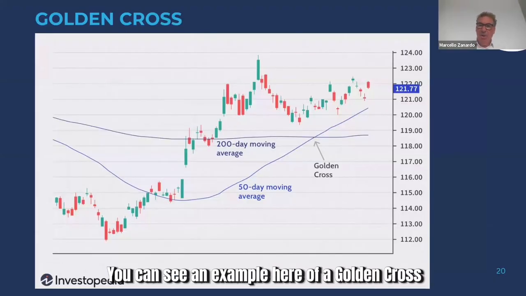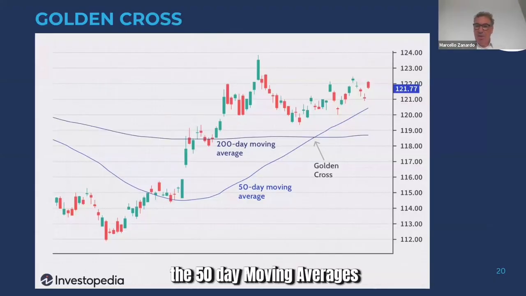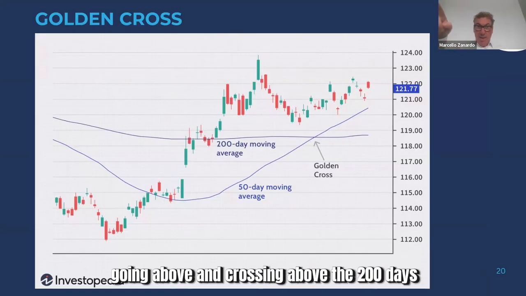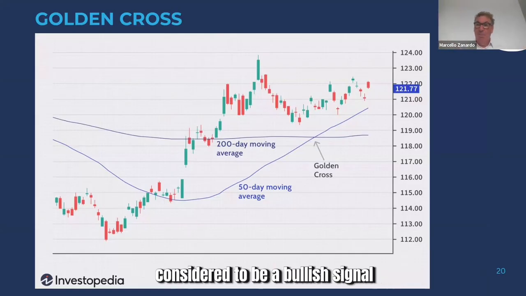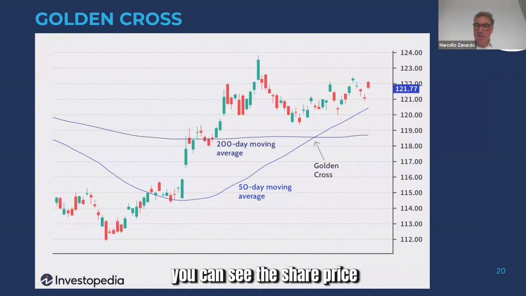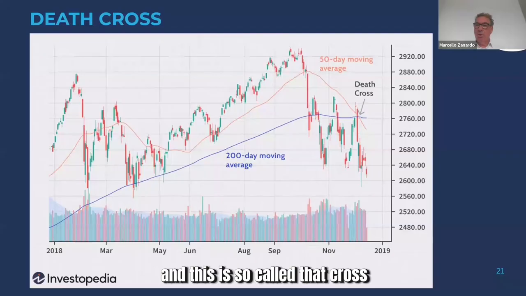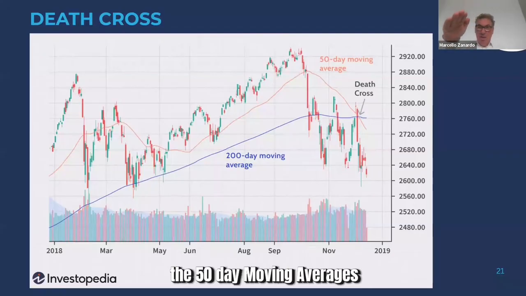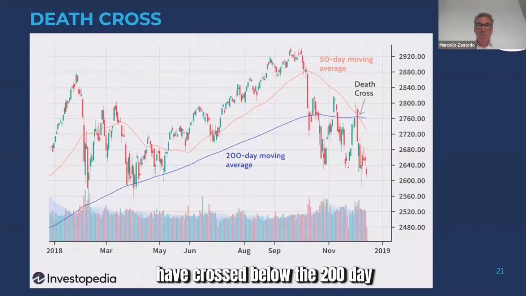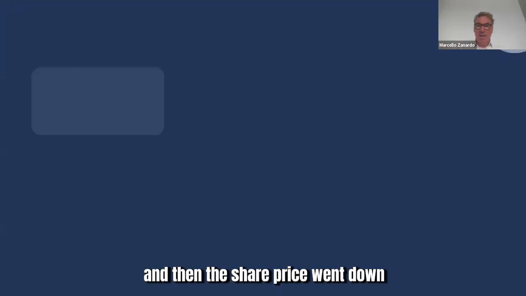You can see an example here of a golden cross. The 50-day moving average is going above and crossing above the 200 days, considered to be a bullish signal. You can see the share price in terms of candle has gone up. And this is a so-called dead cross. The 50-day moving average has crossed below the 200-day, and then the share price went down.